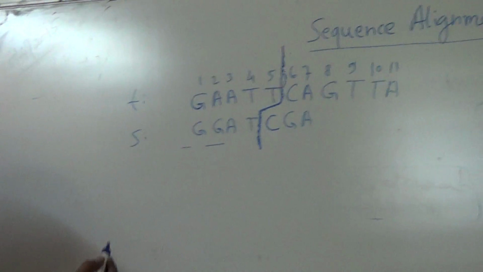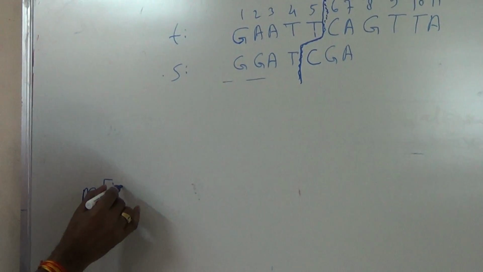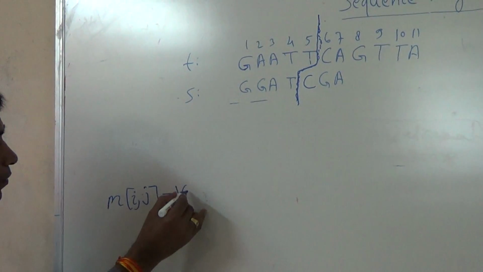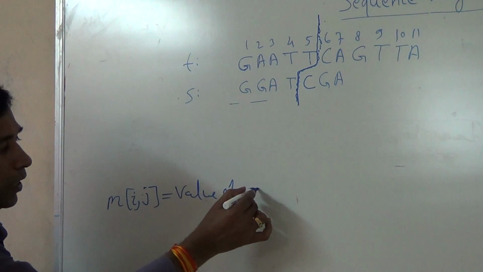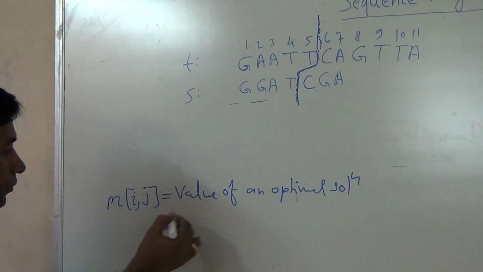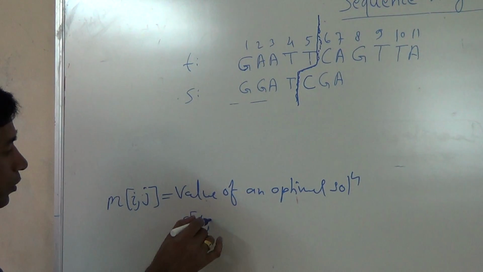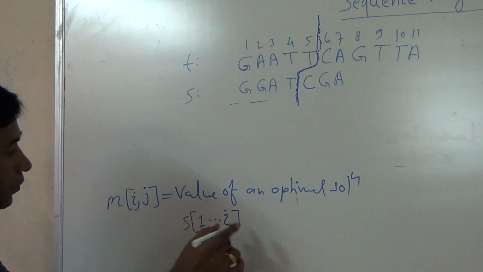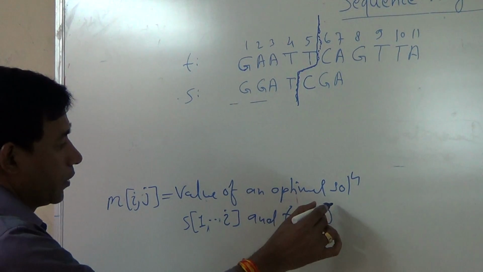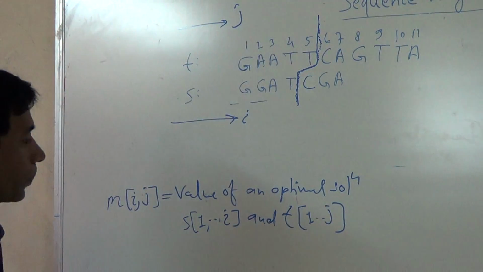First we define the structure of the dynamic program. We have to complete the matrix M. What is M(i,j)? This refers to the value of an optimal solution for the sequence S, 1 to i, and the sequence T, 1 to j. This is S and this is T, where i goes here and this is j.